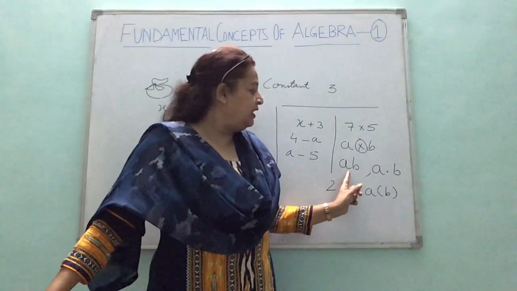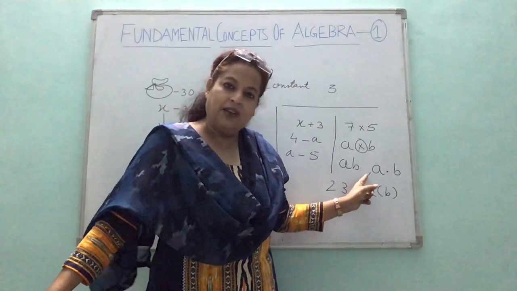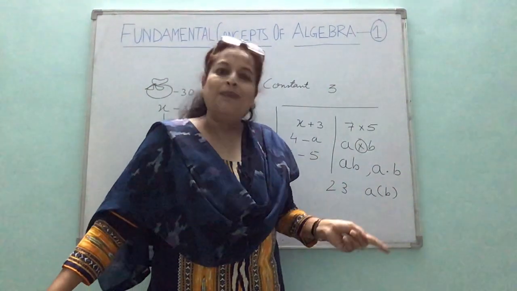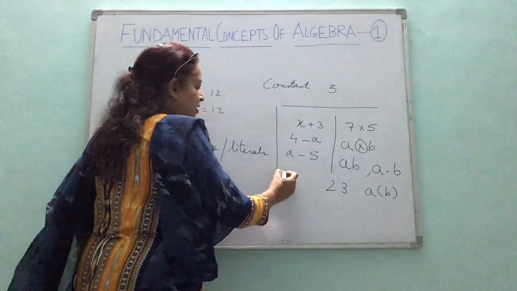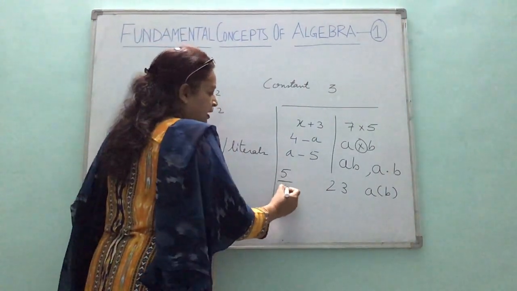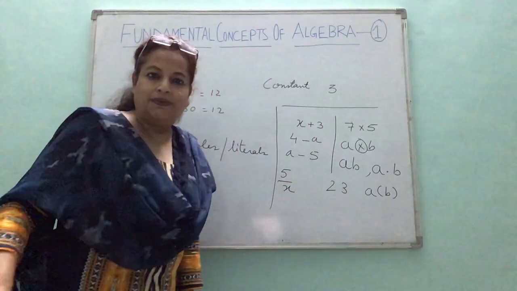So in multiplication in algebra, we don't usually put a multiplication symbol. We just write one after the other without any plus or minus sign, and that indicates multiplication. Division is just like division as you did in arithmetic. So there is no change.